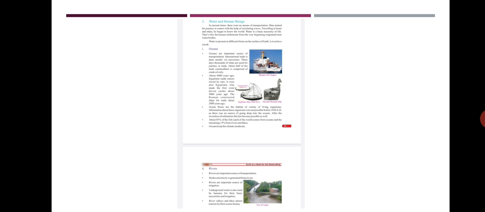Then the rivers, a very important source of transportation. Hydroelectricity is possible because of rivers. They are a very good source of irrigation. Underground water is also used by humans for their basic necessities and irrigation. And rivers, valleys and lakes attract tourists. Of course, everybody likes to go there.